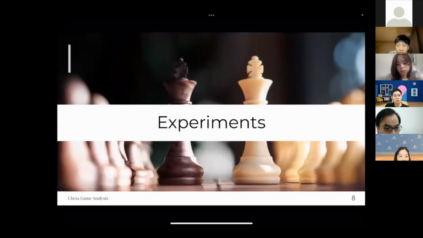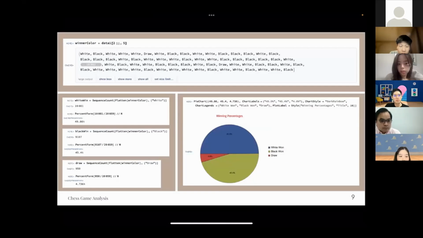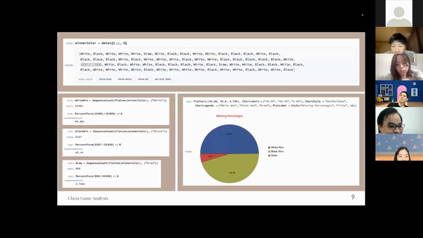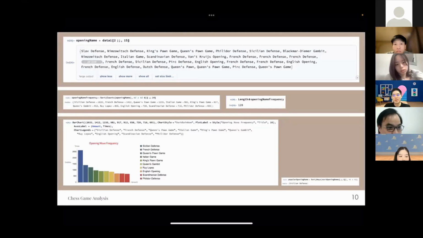So, experiments. Winning color. After importing, calculating, and plotting the number of times won by each color on the pie chart, the percentage of white winning is nearly 50% and black around 45%. In other words, white players have a higher probability of winning chess games. Next, the opening moves. It is found that there are an overall of 128 different types used, and the most common one is the Sicilian defense.